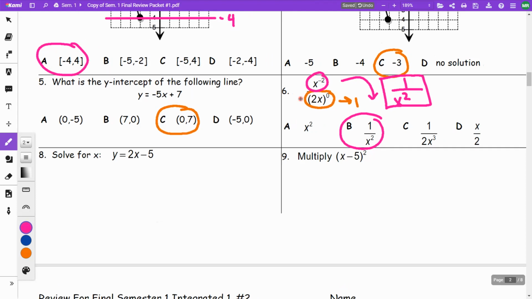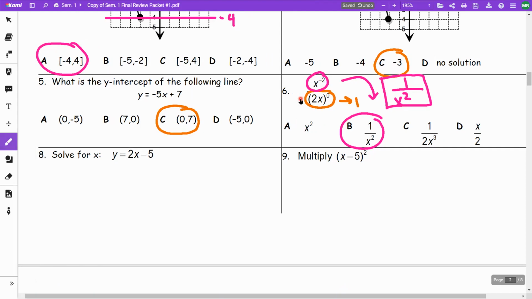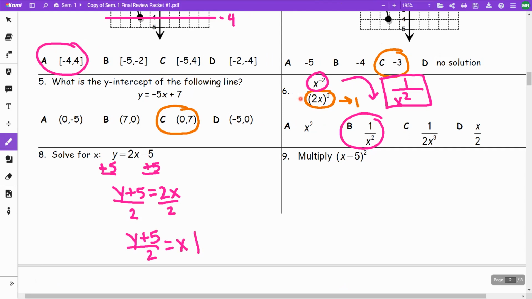On number 8, we want to solve for x. So I am going to add 5 to both sides. I'm going to get y plus 5 is equal to 2x. I'm going to divide by 2, and I'm going to get (y plus 5) over 2 is equal to x.